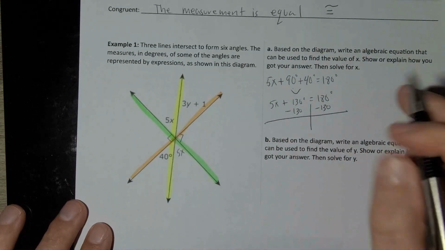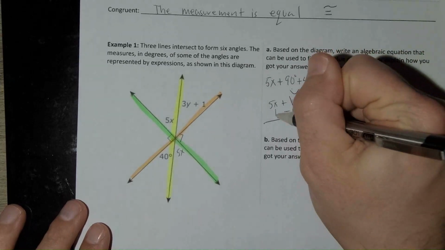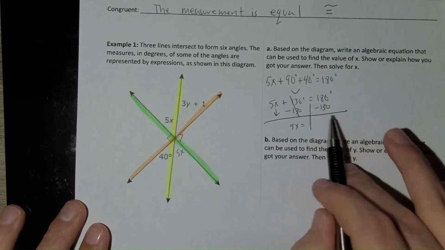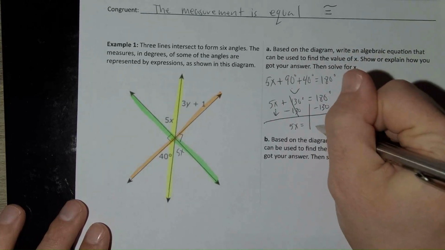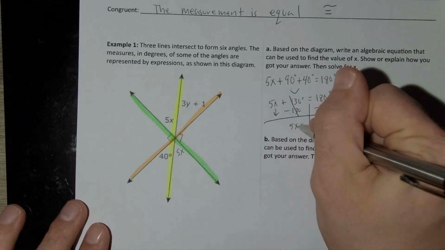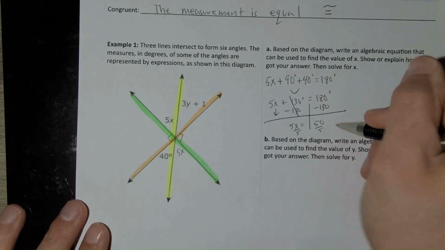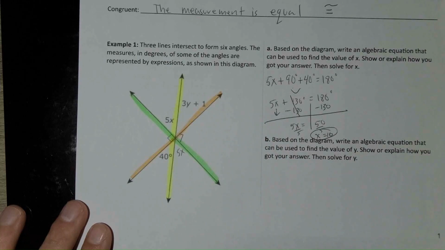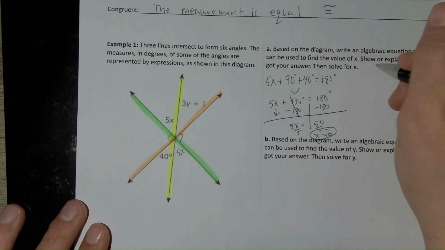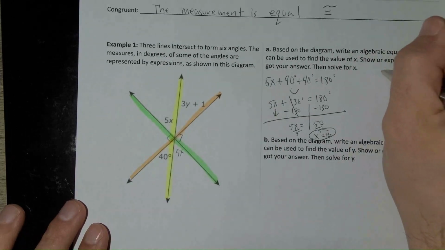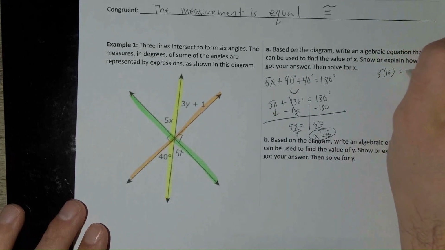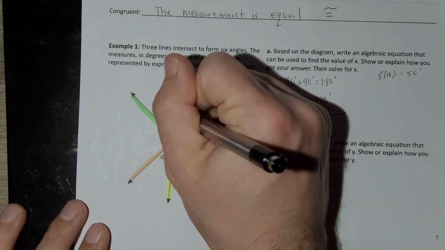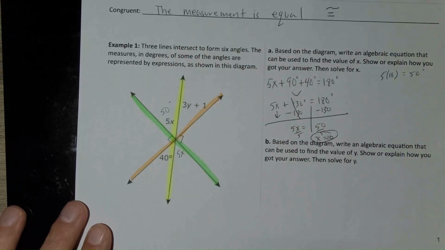These are additive inverses, so they cancel out, and I carry down my 5x. That's equal to 180 minus 130, which is just 50. And we can clearly see that when we divide both sides by 5, x is equal to 10. And so what's the measurement of our angle? Well, if it's 5x, you do 5 times 10, which is equal to 50. That just means that this 5x is equal to 50 degrees.